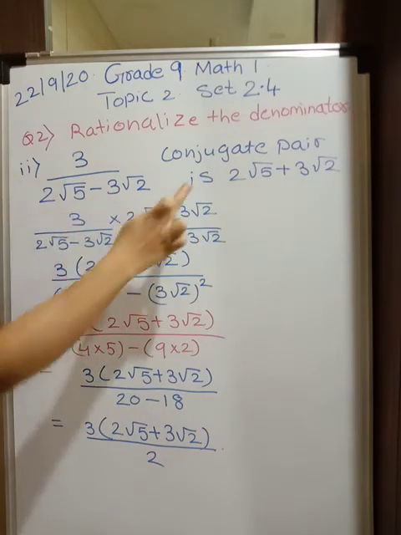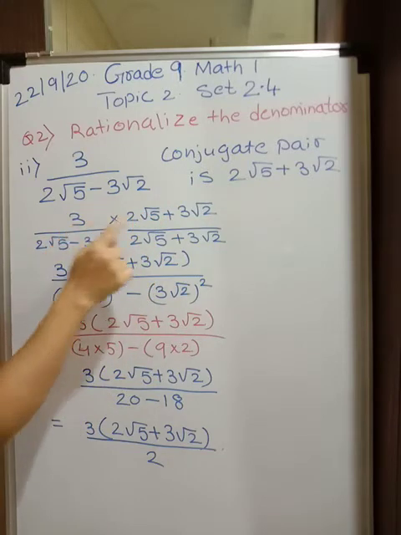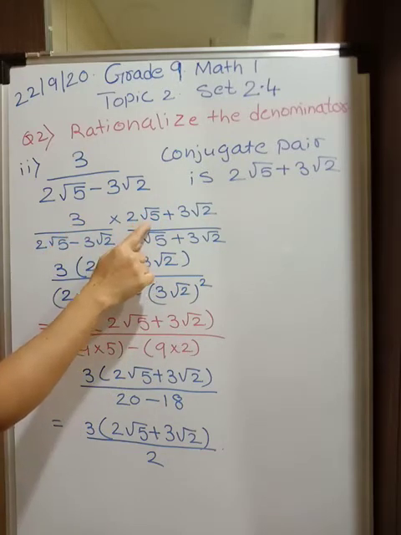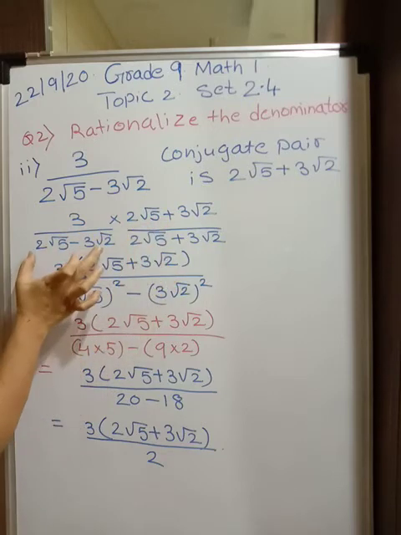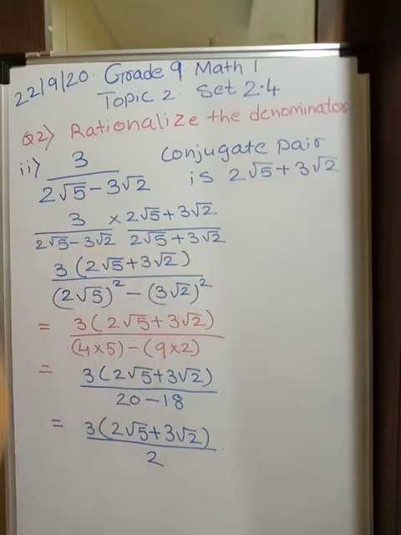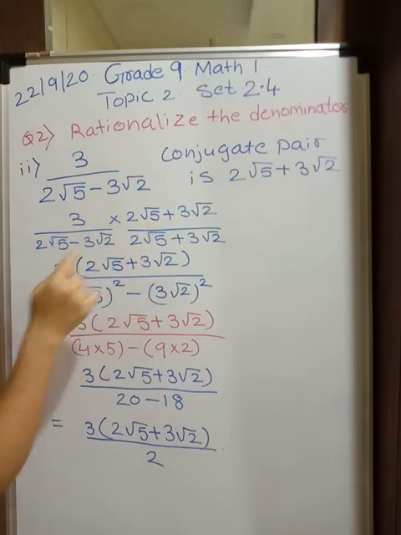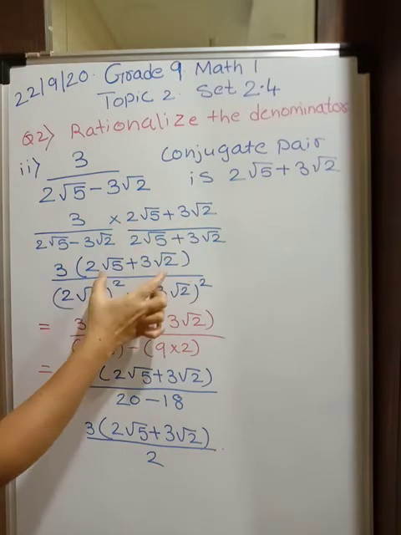Now we have to multiply with this conjugate pair, numerator as well as denominator. So I am multiplying the numerator with 2 root 5 plus 3 root 2 and the denominator also with 2 root 5 plus 3 root 2. Now here is a multiplication sign. This into this will be 3 in brackets. I am writing this term.